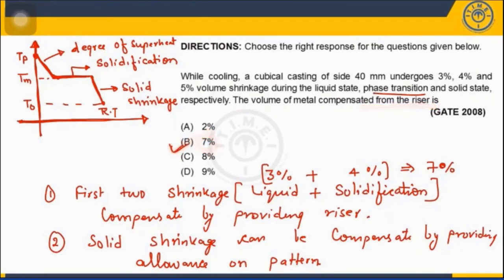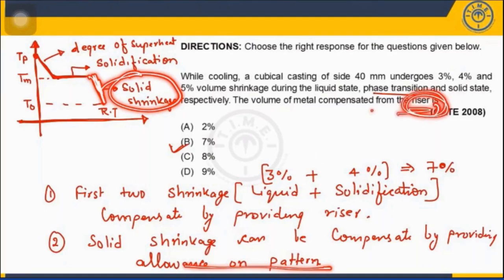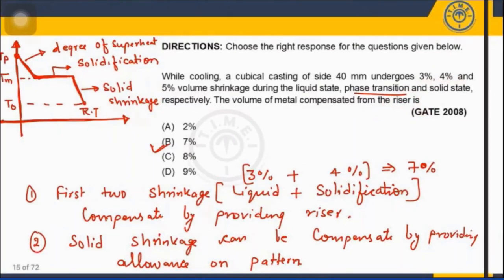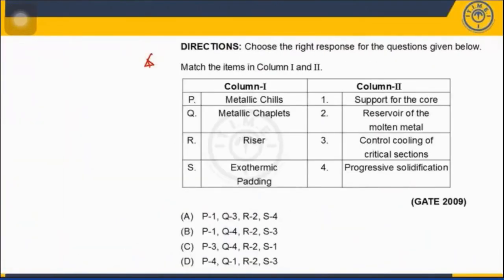Suppose the question is about the volume of metal compensated by the allowances, then what will be the correct answer? Only 5%, because for this 5% you are providing the allowances on the pattern, and this volume will be compensated by providing the allowances on the pattern during this third stage of shrinkage, which is called solid shrinkage. But if I'm talking about the riser, only the first two shrinkages will be compensated, which is 3% and 4%. Now, one more very important question I will say.